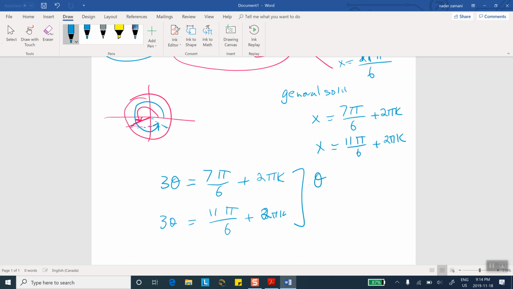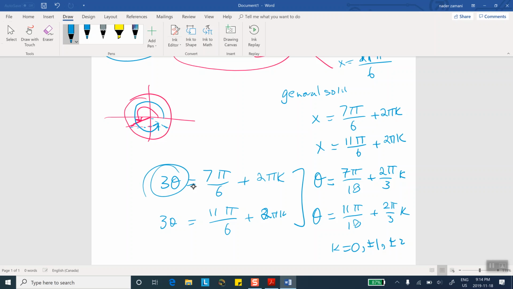Okay, and then divide by 3, so it's going to go 7 pi over 18 plus 2 pi over 3 k and 11 pi over 18 plus 2 pi over 3 k, where k is equal to 0, plus minus 1, plus minus 2, etc. The moral of the story is that if your angle is something but theta, then pretend that it was theta, or pretend it was x. Work it out. We know how to do that. And then divide by whatever multiplier for theta is.